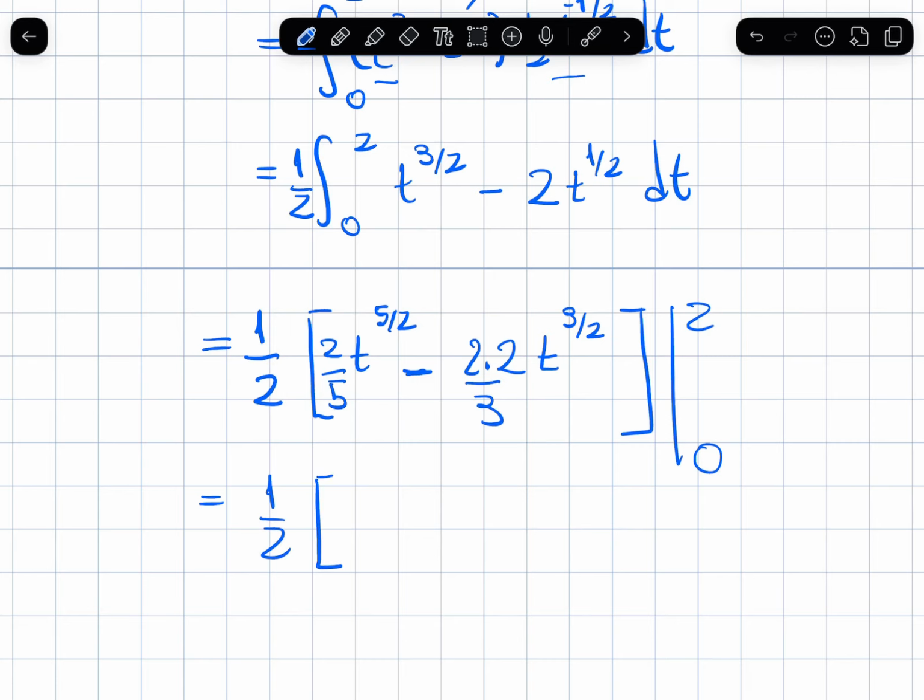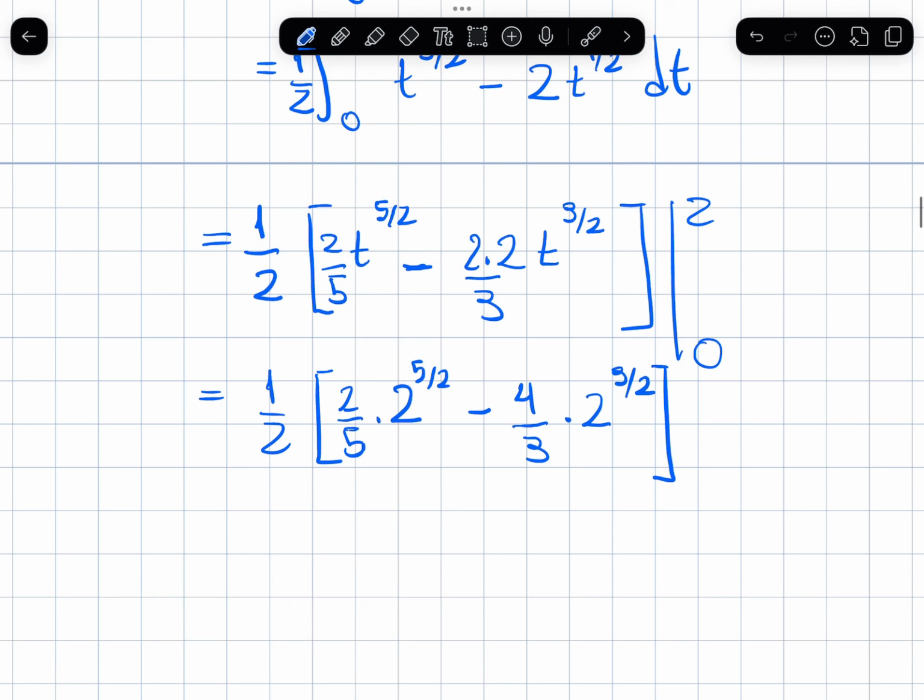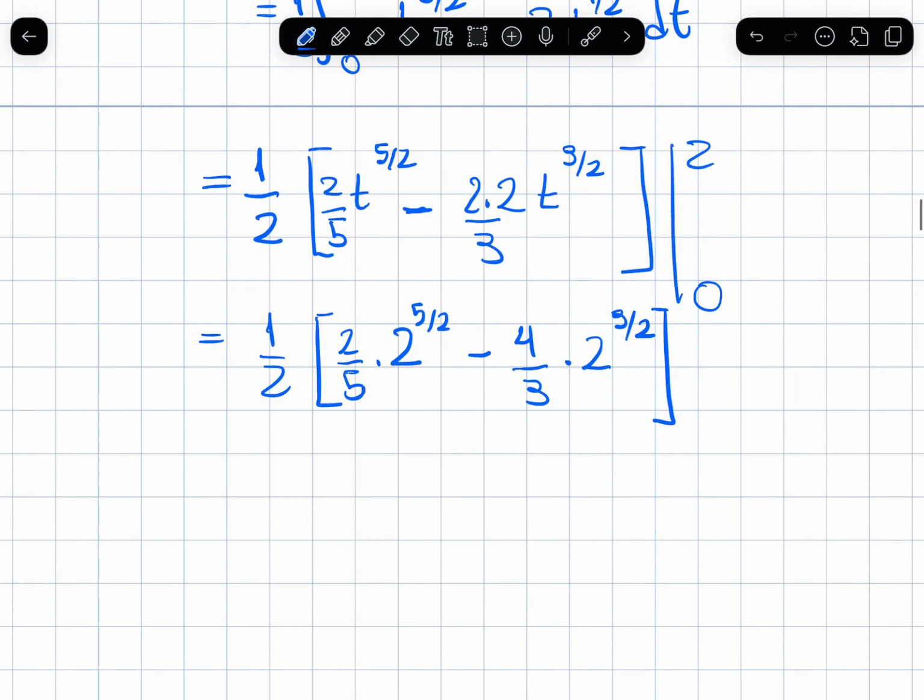1/2 times 2 over 5 times 2 to the power 5/2 minus, and this is a 4 right there, 4 over 3 times 2 to the power 3/2. When you plug in 0, everything is going to be equal to 0, so I'm not going to bother with this at all. I think this could look a little bit better, but I don't think it's going to look great anyway, so I'm just going to simplify a little bit and then stop.